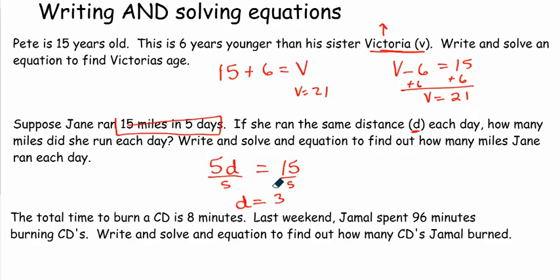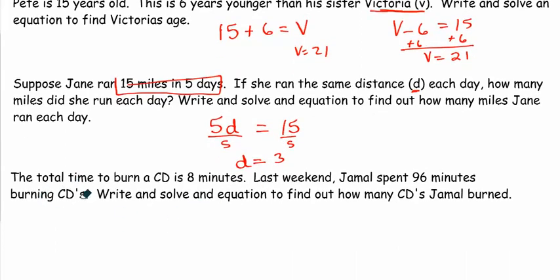All right. The total time to burn a CD is 8 minutes. You guys don't even know what burning CDs means anymore. But anyway, that means putting songs together on like a compact disc. The total time to burn is 8 minutes. Last weekend, he spent 96 minutes burning CDs. Write and solve an equation to figure out how many CDs he burned.